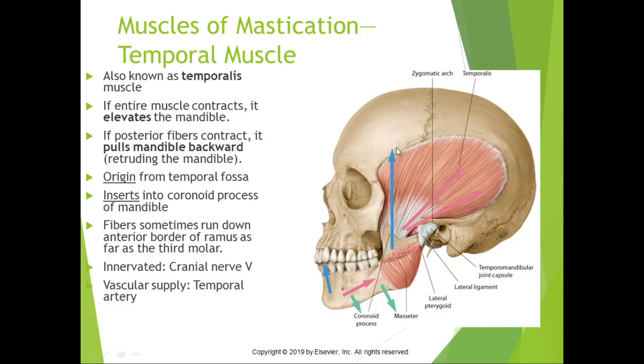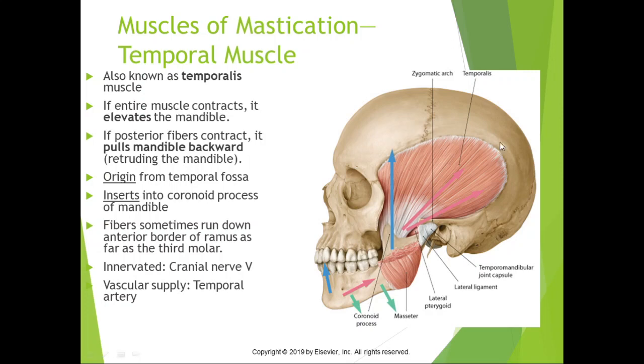The origin is coming from the temporal fossa up here, and they're both going to insert down here onto the coronoid process, right behind our coronoid process. Fibers of this sometimes also run down the anterior border of the ramus. So it may come down behind that coronoid process and insert just behind the lower third molars. Again, as I said, cranial nerve number 5, and our vascular supply is coming from our temporal artery.